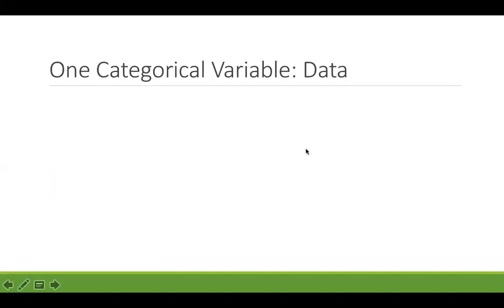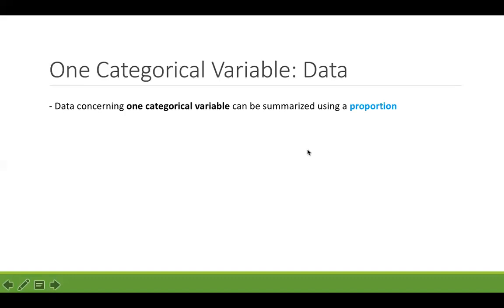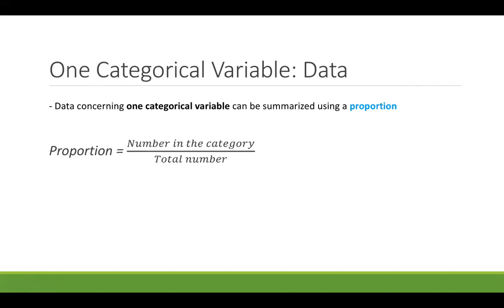All right, so next, one categorical variable. Data concerning one categorical variable can be summarized using a proportion. And the formula for proportion is the number in one category divided by the total number.